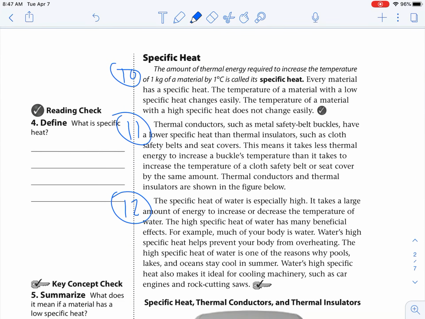Number 4 says, define what is specific heat. You're reading about specific heat in this paragraph, and you're going to learn that specific heat is basically how much energy it takes to heat up something by 1 degree Celsius. You're going to be reading about what that is and how different materials have different specific heats.